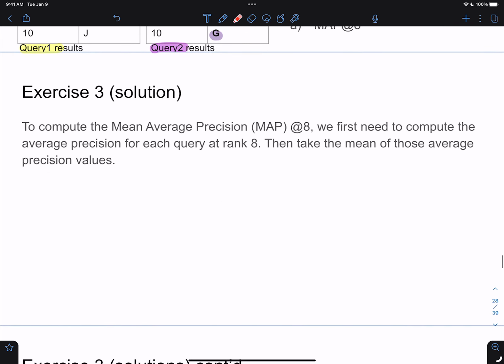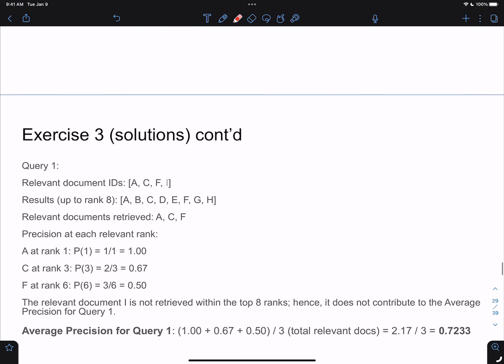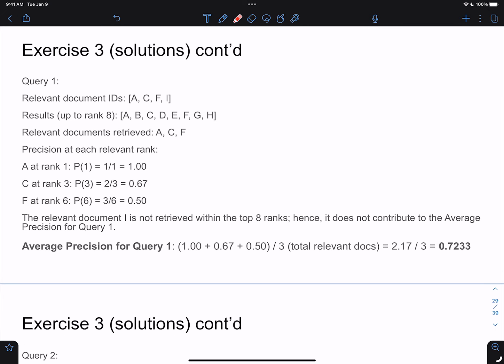So essentially, to compute the mean average precision at 8, we first need to compute the average precision for each query at rank 8, because we're going to take the average of the two. And then you take the mean of those average precision values, all right? So for query 1, you have the relevant documents A, C, F, and the results up to rank 8 are just A, B, C, D, E, F, G, H. And the relevant documents retrieved are A, C, F, right? We're not using I because it's not part of the results up to rank 8.